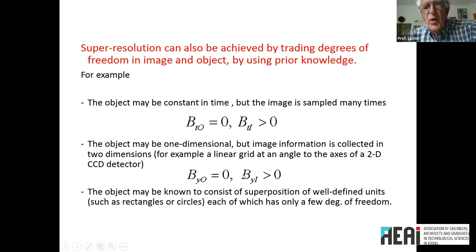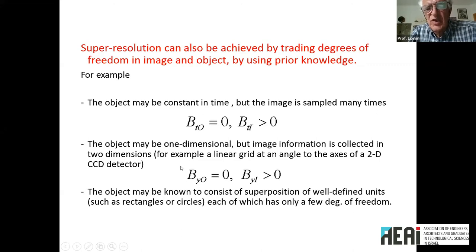Another system is, supposing that we know the object is one-dimensional, it's not two-dimensional. Then we can take a two-dimensional image, and using the fact that we know that the bandwidth in the object is zero in the direction of y, let's say, we can use that to get more information about the object. By using that idea. This sounds trivial, but it is very important. This is used very significantly in the microelectronics industry, microscopic inspection of chips during their production to see that everything is going well.